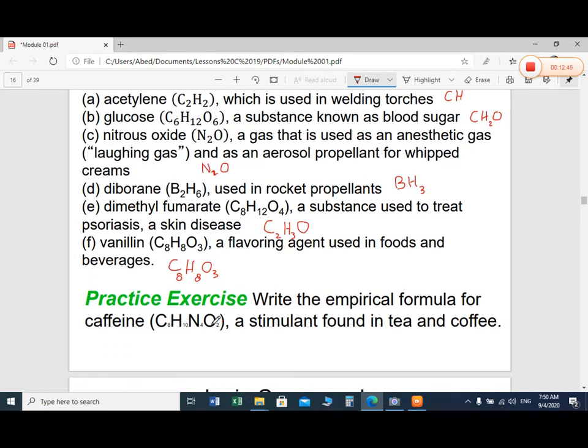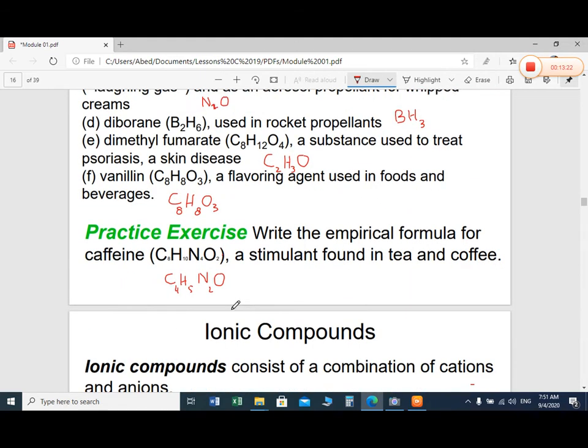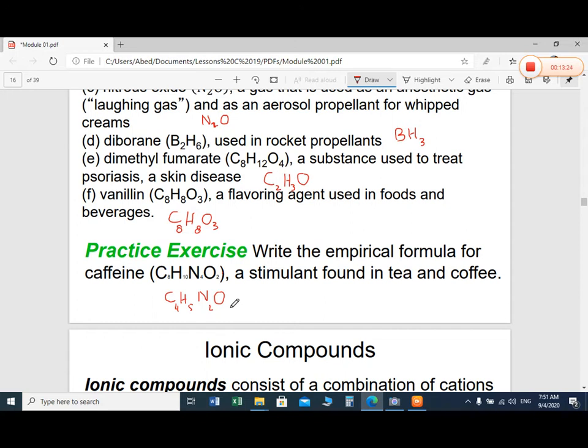Similarly, in the practice exercise here, the smallest even number is 2, so we can divide by 2 here. It is possible to divide. So this is C4 H5 N2 and O1. I hope you understand this very simple thing, and this is also important for you to learn how to convert molecular formula into the empirical formula.